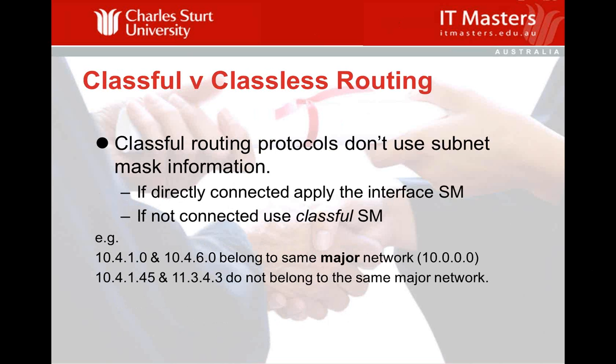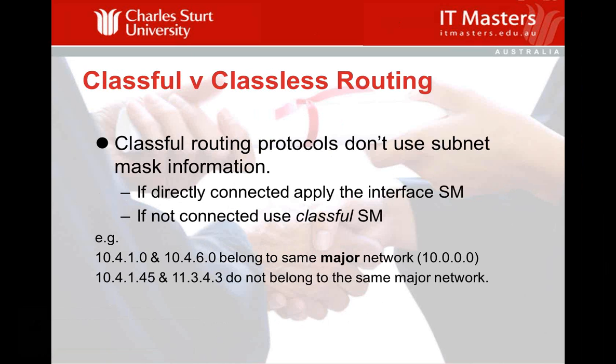Okay, let's have a look at the next section. So classful and classless routing. What we mean here is that classful routing protocols don't use subnet mask information. They don't send the mask information out with our routing updates. So a router running a classful routing protocol will react in one of two ways when it receives a route.